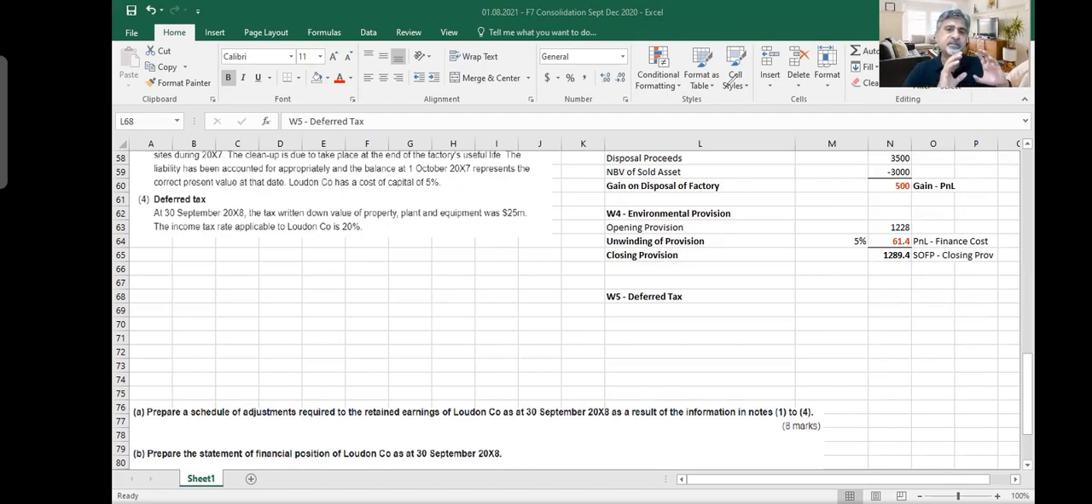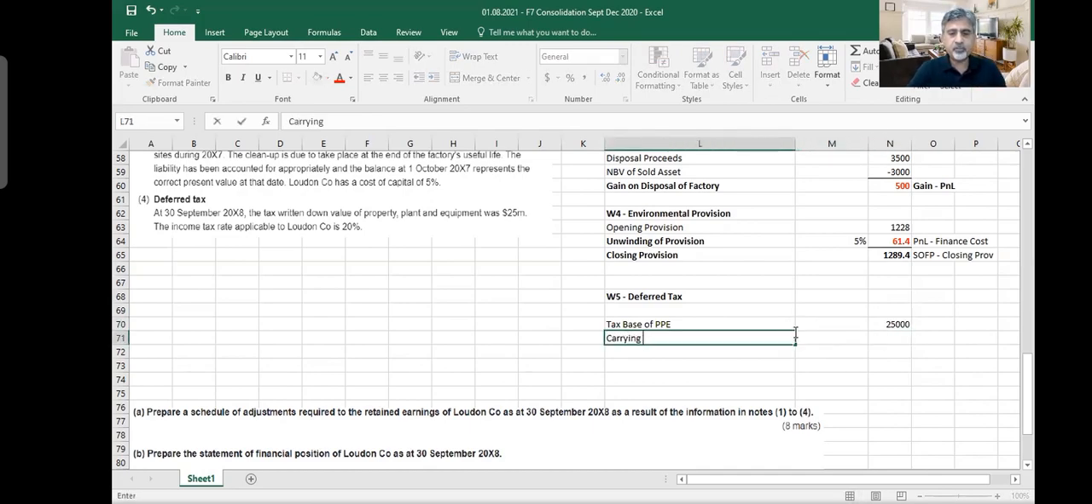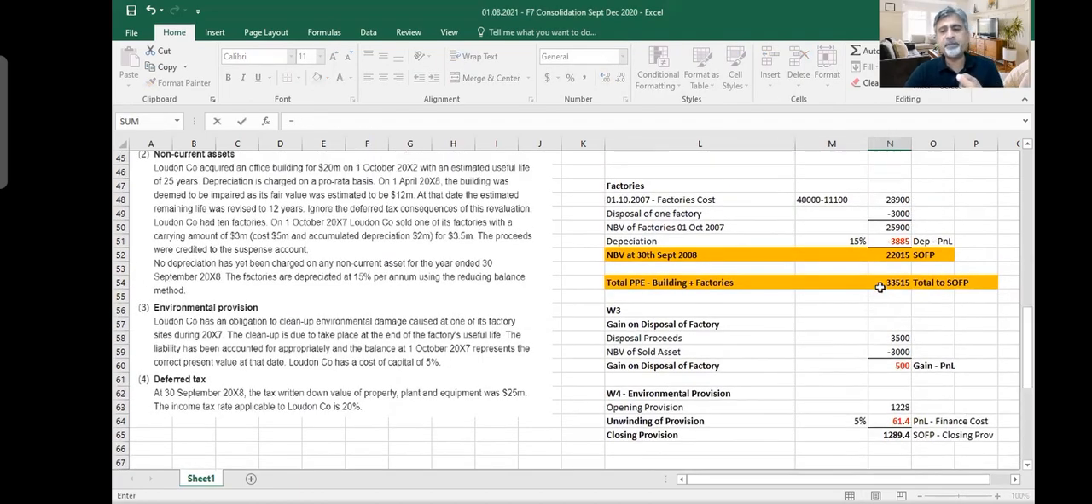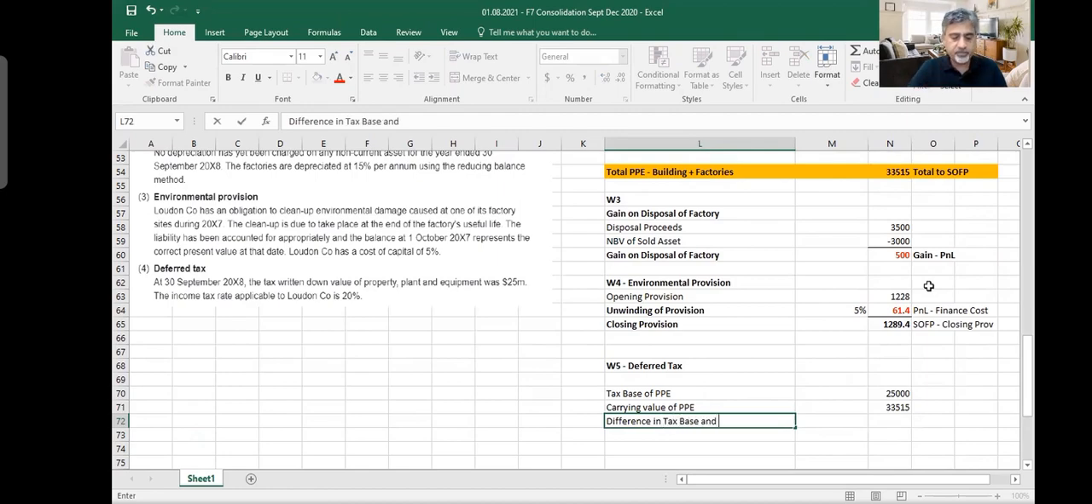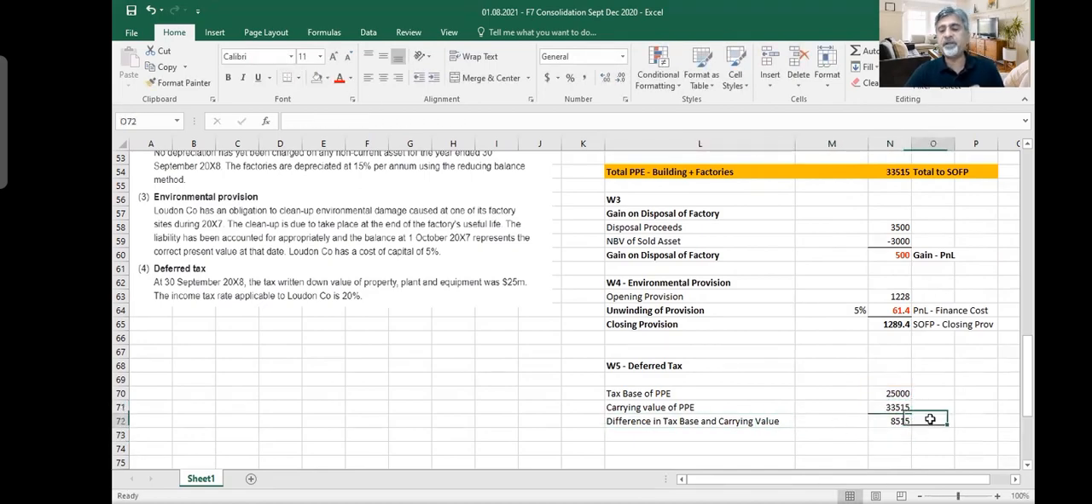Now tax base means the value of assets in the tax books, what the tax department considers. For example, they told us that the tax base of PPE, only PPE we are talking about, is 25 million, and then we know the carrying value of PPE, which we calculated above. PPE was property, plant, and buildings and factories. So there is a difference in the tax base and carrying value, and that difference will give rise to your deferred tax asset or liability. How much is the difference? The difference is 8515, and that 8515 will give rise to a deferred tax liability.